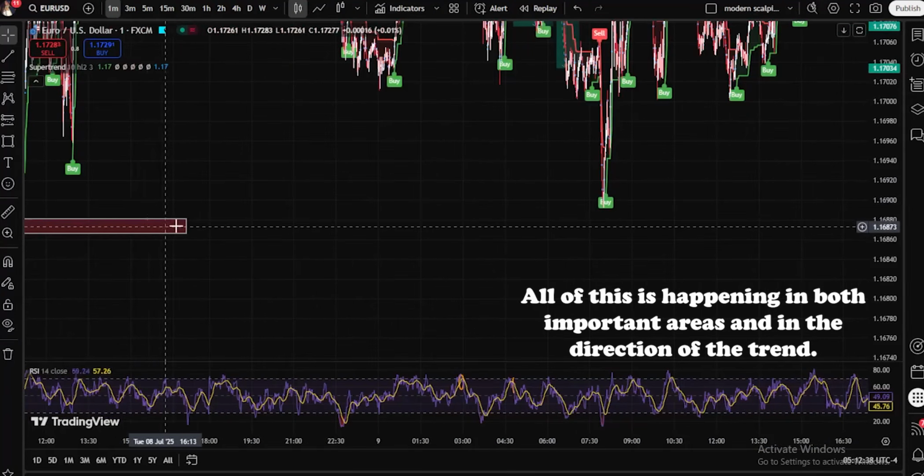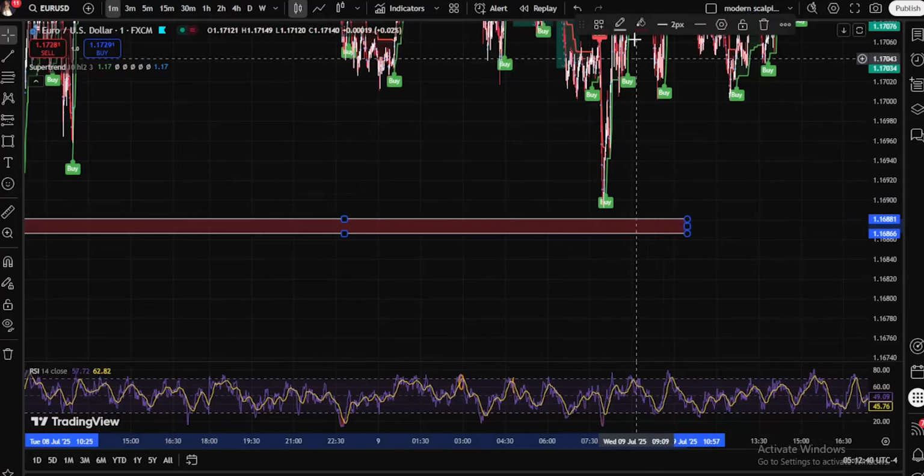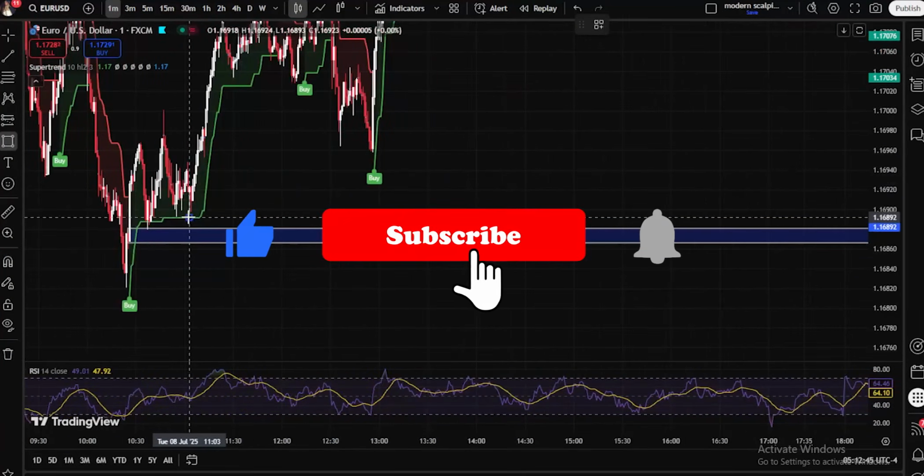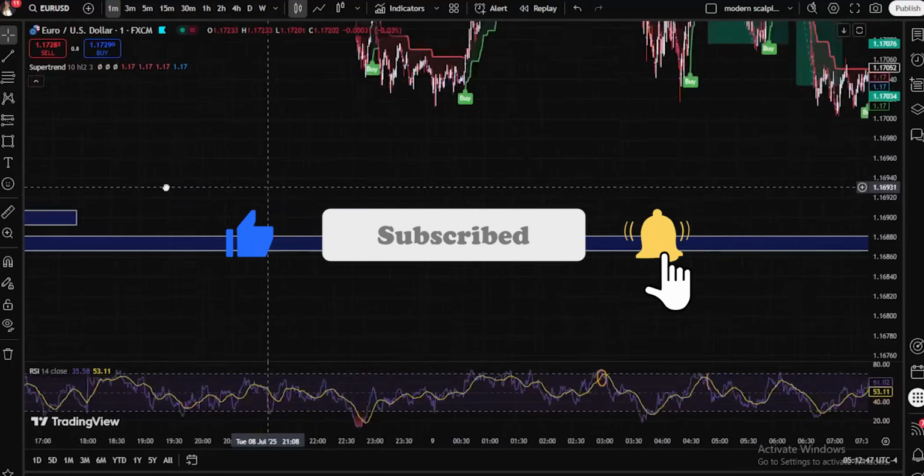Such situations happen every day in scalping. You just have to see it and act quickly. As the saying goes, scalping is a game of speed and accuracy.